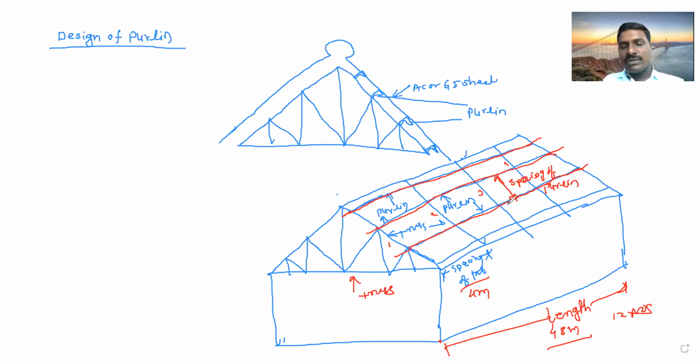On these purlins, what is resting? On top of the purlins, what will be there? Sheets, AC sheets or GI sheets. Got it? Okay. AC is nothing but asbestos cement, GI is nothing but galvanized iron. So this is the sketch I have drawn. This is nothing but the purlin. So please draw the sketches properly.